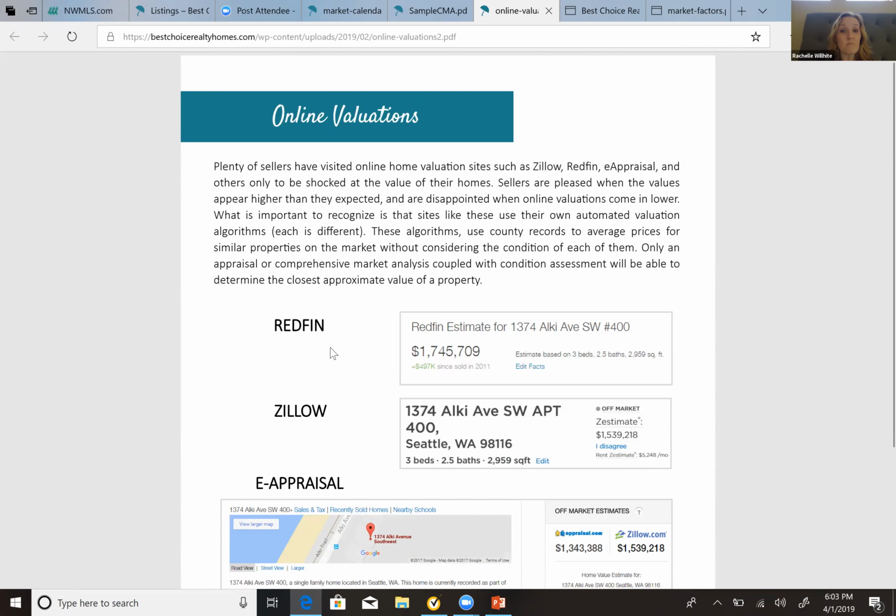What you'll find most of the time is that the listing price is not going to be what Redfin says, what Zillow says, or what an e-appraisal says. In fact, this property on Alki Avenue sold for over $2 million. So if we had priced and listed the home with Redfin's number or Zillow's number tonight, we'd be leaving approximately $250,000 on the table. You can use that as a way to get them bought in: I've got a lot of work to do to make sure we're pricing your home competitively and properly, and we don't want to leave money on the table.